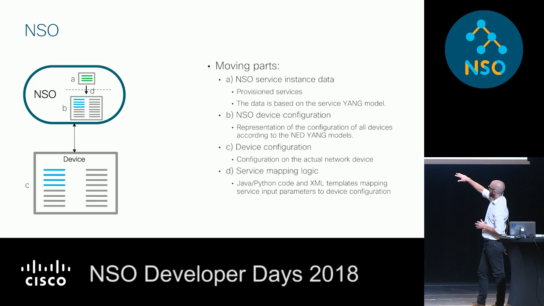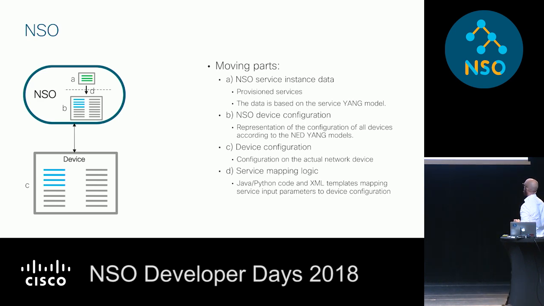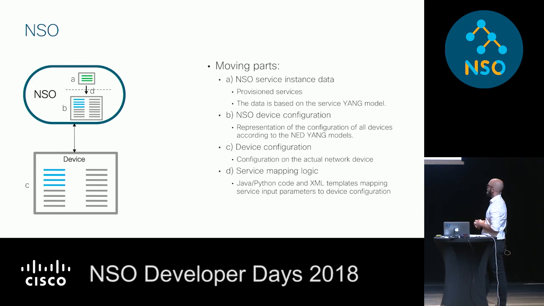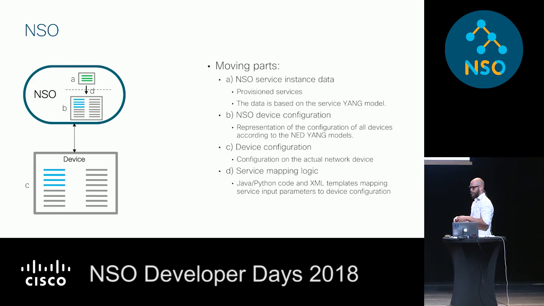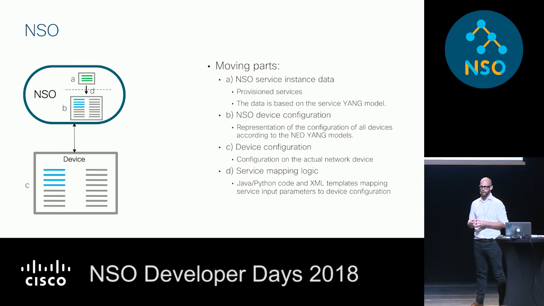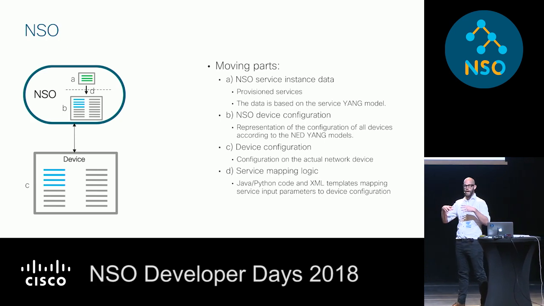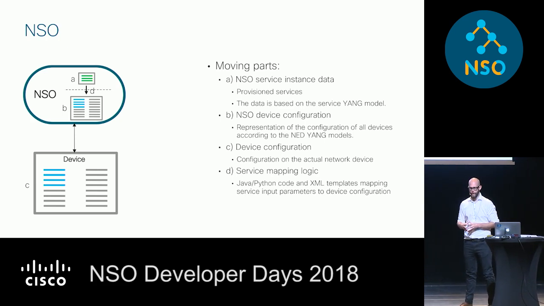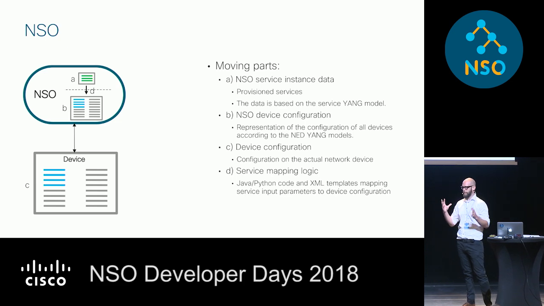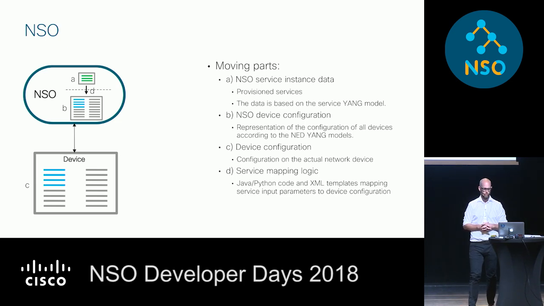So we have NSO within the dark blue circle. A is the service instance data that is provisioned in NSO. We have B, that is the representation of the device configuration in NSO. We have C, that is the actual device and the configuration on the device. And we have D, that is the mapping logic, whether it's Java, Python, or XML templates. It doesn't matter for this presentation, but those are the moving parts that we will talk about.